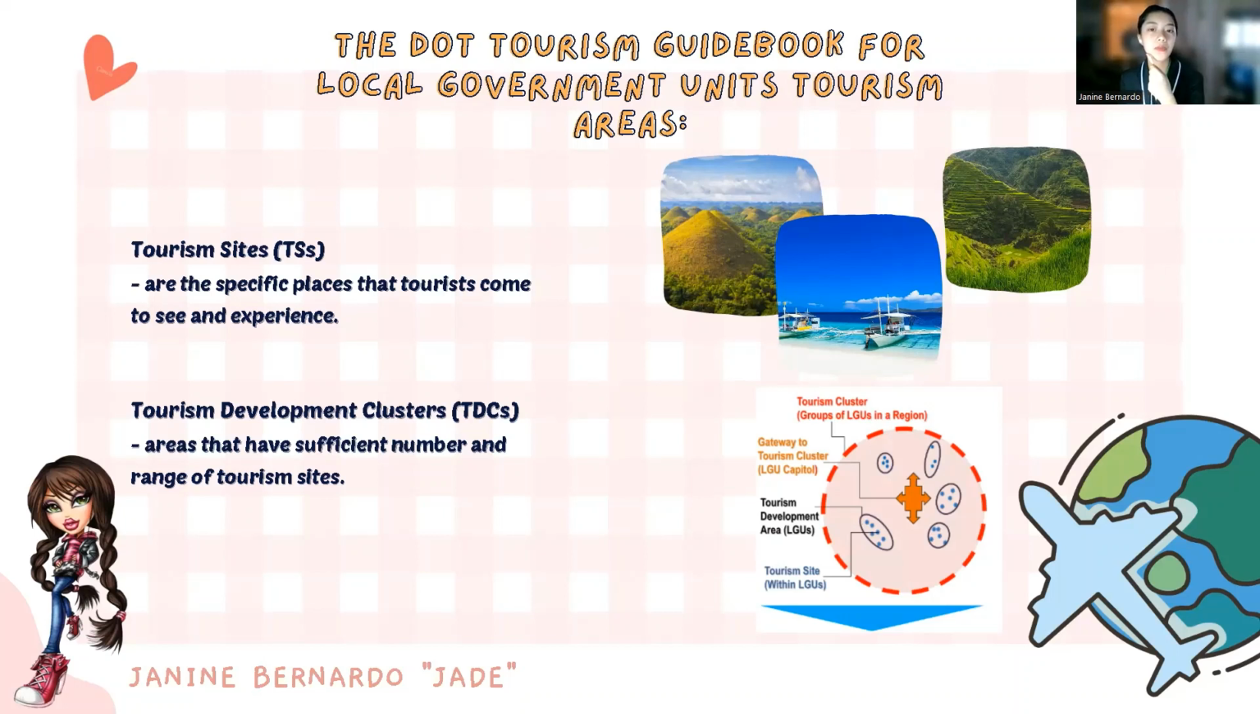Next is the tourism development clusters. These are areas that have sufficient number and range of tourism sites. So ito yung mga lugar na may kakayanan na i-meet yung long-term development possibilities ng isang destination or tourist sites. Halimbawa, yung mga may magagandang topographical or physical features, maluwang o malalawak na kayang i-accommodate yung large mass ng potential tourism products and experiences. So basically, this is where the gateway of a place is located. So ito yung mga lugar na unang pupuntahan ng mga turista para makapunta sa mga tourist attractions.